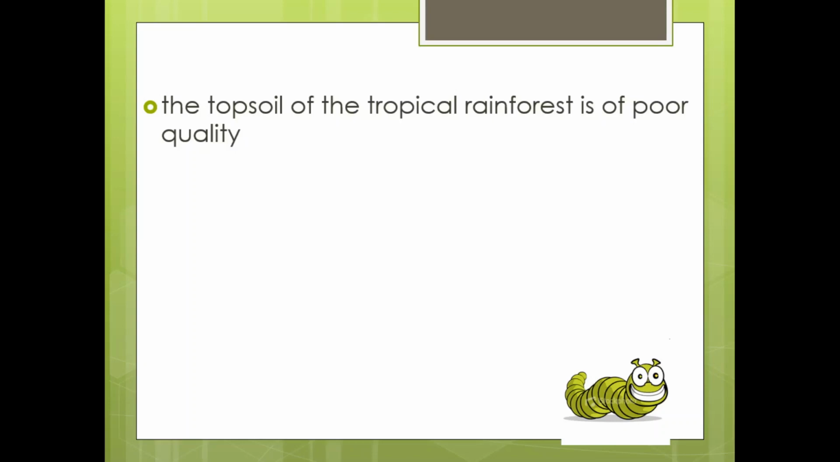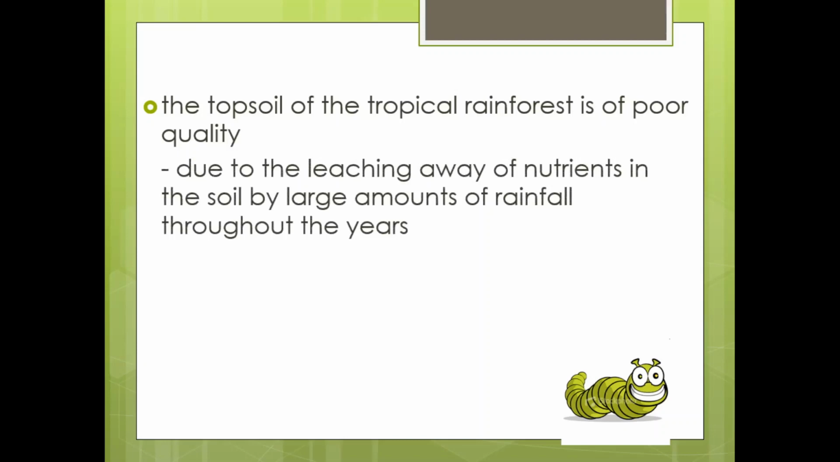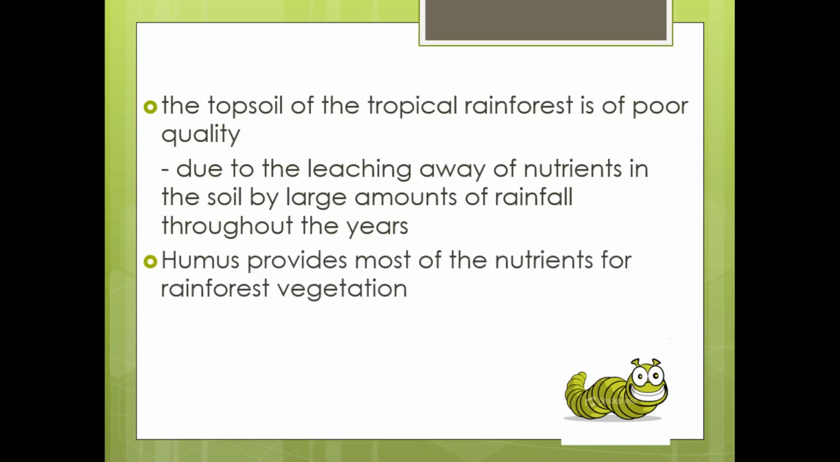Okay, because a lot of the floor of the forest is covered by the dead leaf, the topsoil of the tropical forest is of poor quality because of the leaching away of nutrients in the soil by the large amount of rainfall throughout the year. But luckily there is humus which provides the nutrients for the rainforest. Without the humus, the topsoil basically is not very fertile because it's always washed away by the large amount of rain.